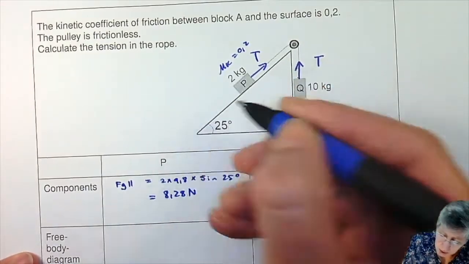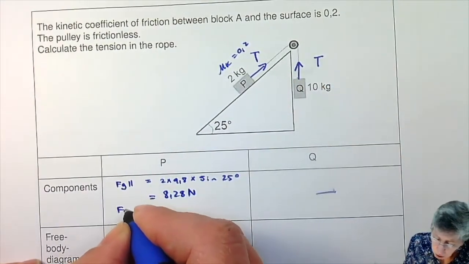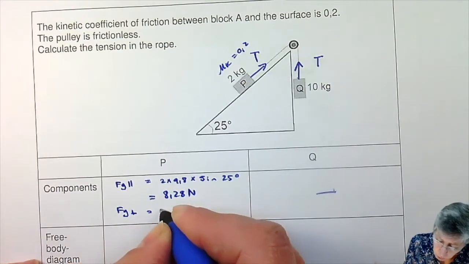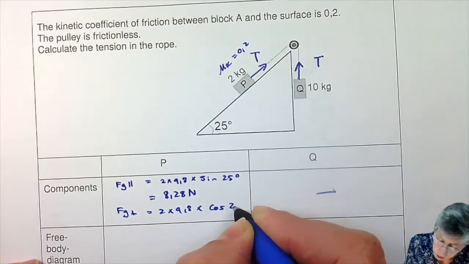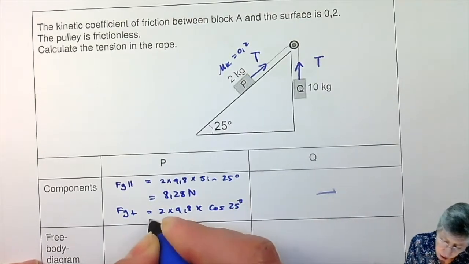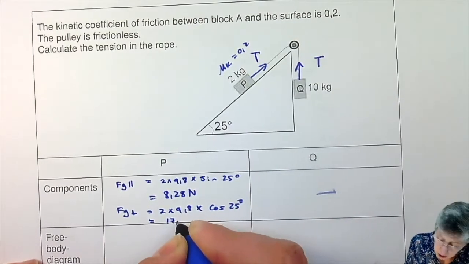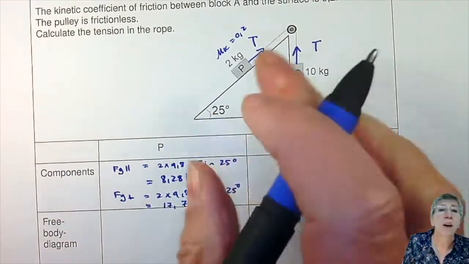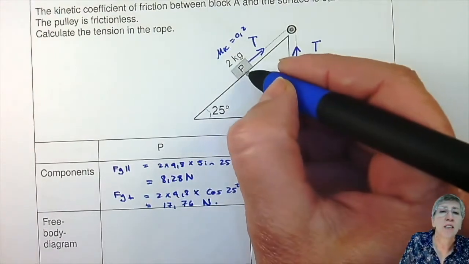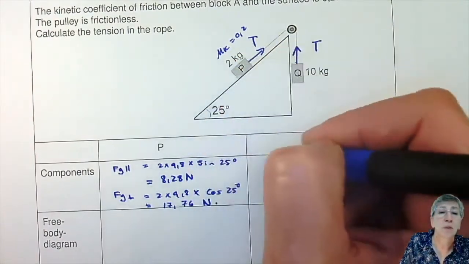Right, and that will be down the plane. Right, moving on. Getting the perpendicular one would be 2 times 9.8 times cos of 25. And for that, you end up with 17.76 newtons. Right, so first I've converted that gravity and replaced the gravity with the two components.